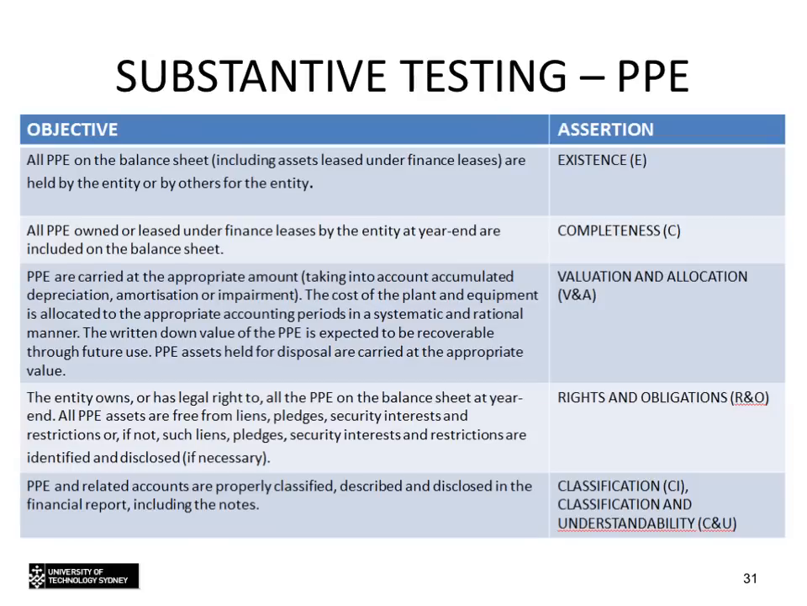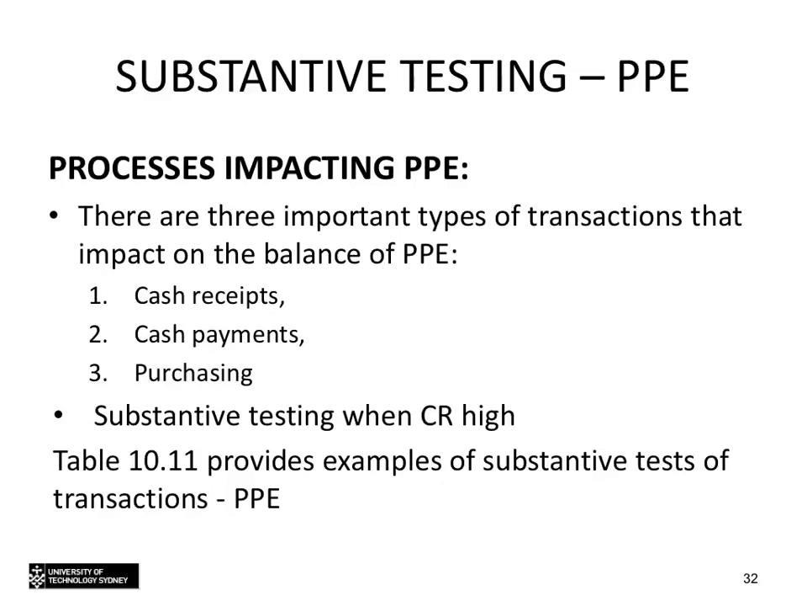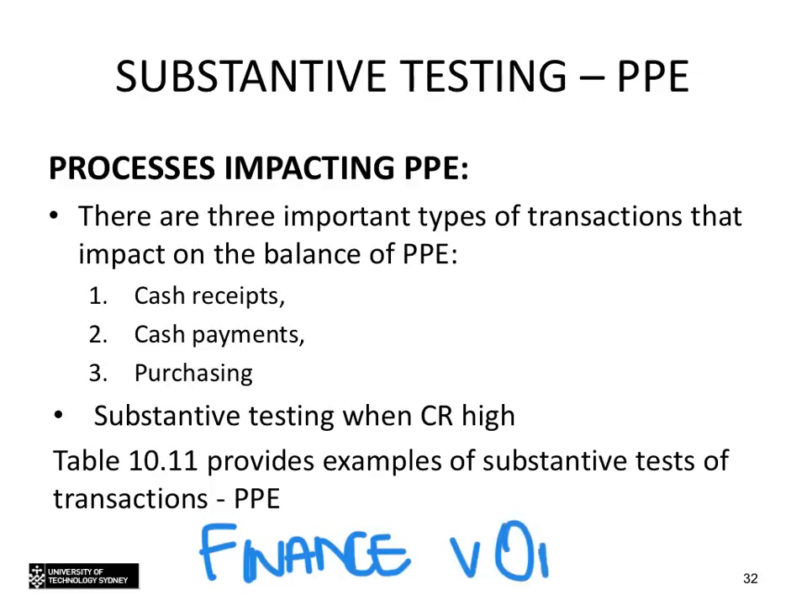Our objectives are our assertions. All right. So we know that we can sell PP&E to get cash. We can buy PP&E, that means cash goes out. And then there are also issues around finance v. operating leases. Because when you have leased items, obviously your finance lease items still need to go on the balance sheet, still need to be depreciated, so that's a bit of an issue as well.